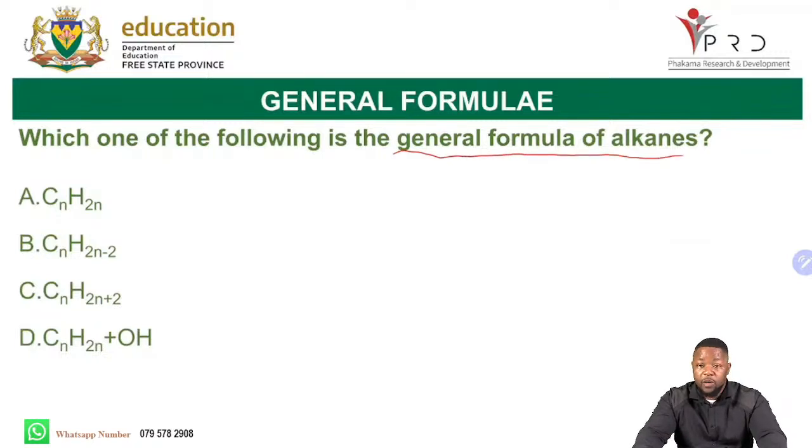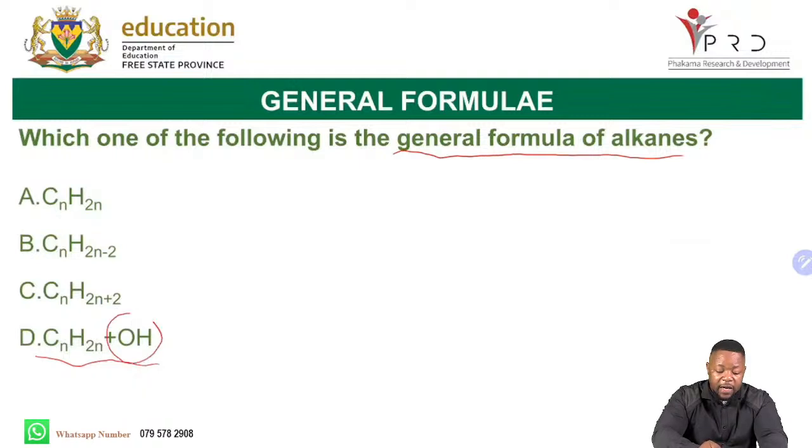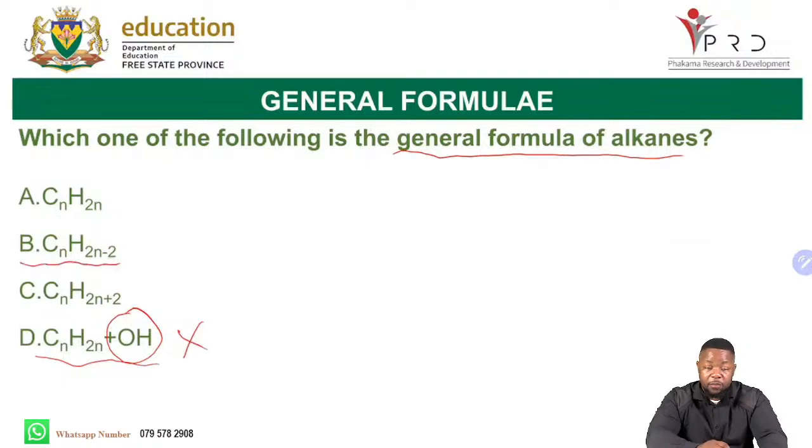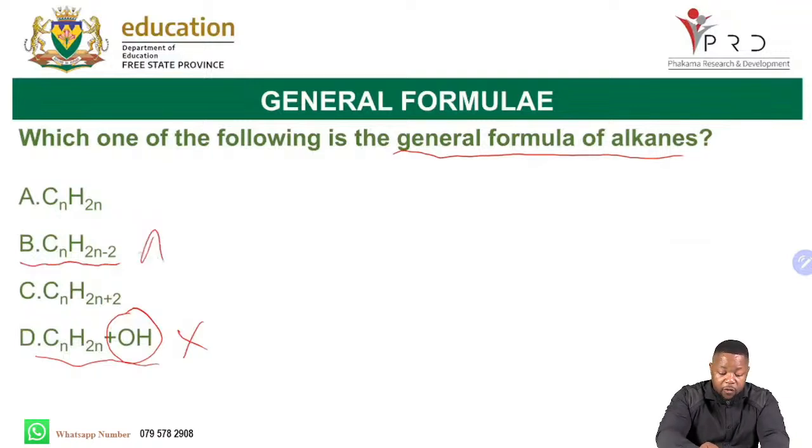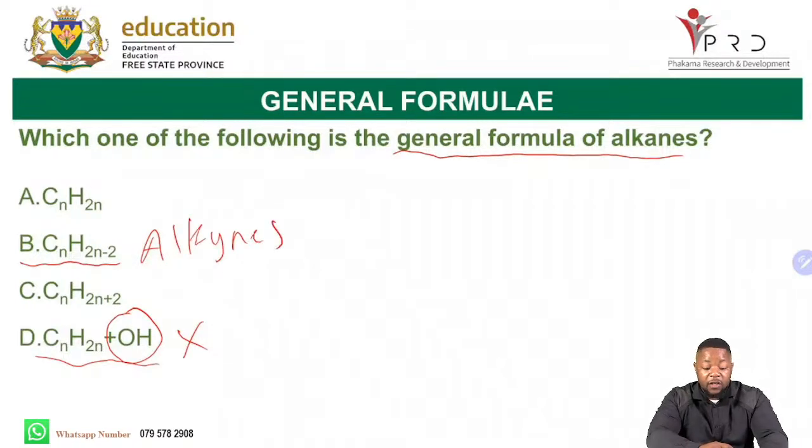The general formula of all the homologous series needs to be known. Now, if we look at option D, we see that there is a hydroxyl group there, and we know that alkanes do not have the hydroxyl group, so that we can take out. Then we see in option B that the general formula is CnH2n minus 2. So that is the general formula for the alkynes. You need to know all these general formulas.